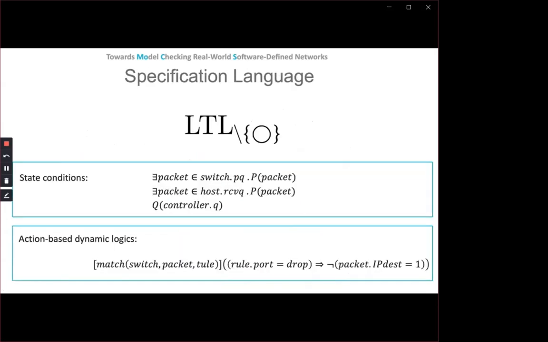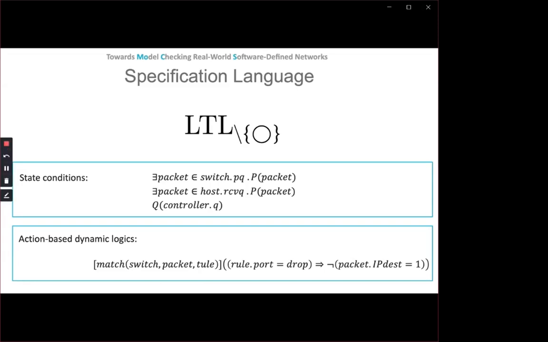In order to specify properties of packet flow in the network, we use linear temporal logic formulas without the next-step operator. The reason that next step is not included is that stutter equivalence does not preserve the truth value of formulas with next. An atomic state condition can assert the existence of a packet located in a packet queue of a switch or in a receive queue of a host that satisfies the specification property P. The atoms can also assert that the controller is in a specific controller state or queue.